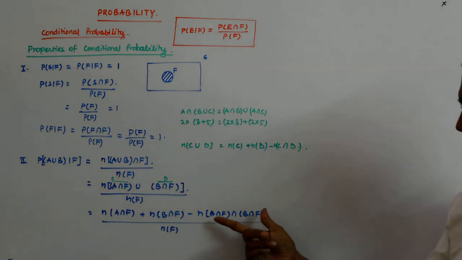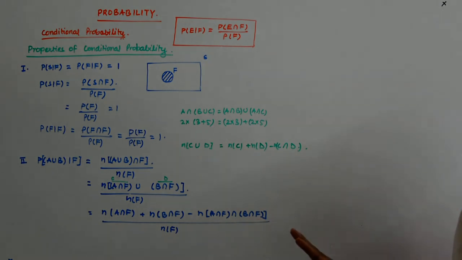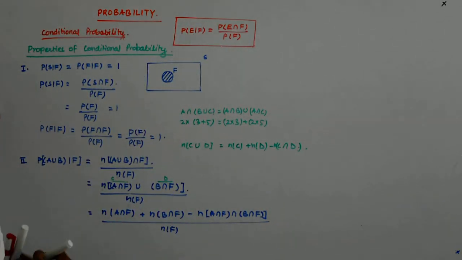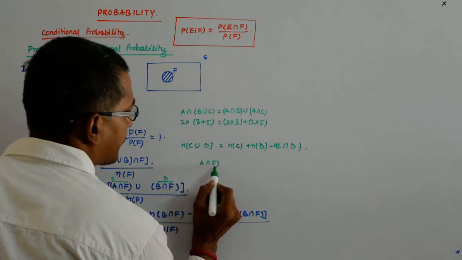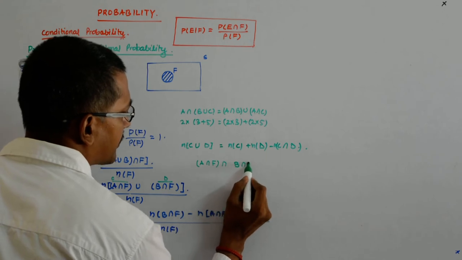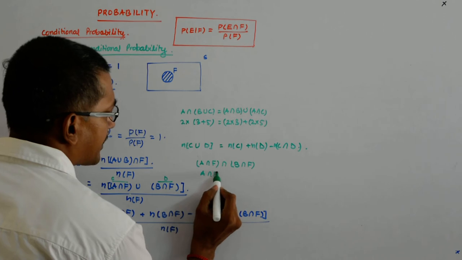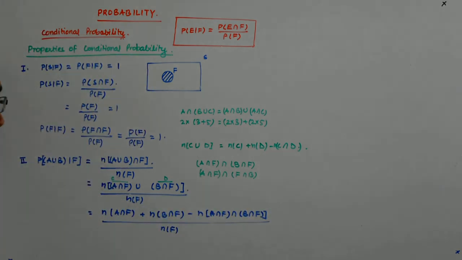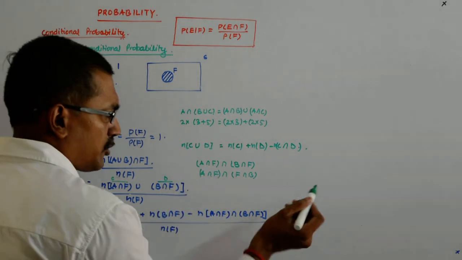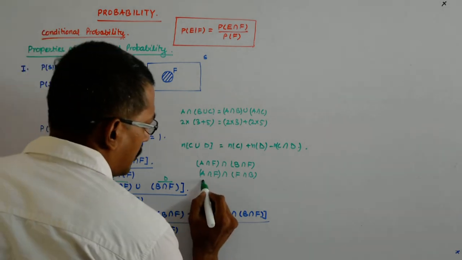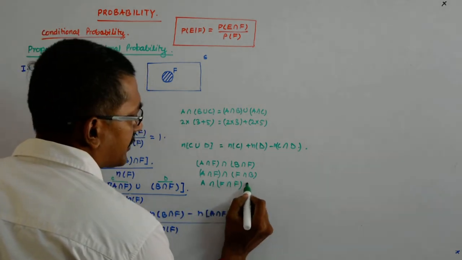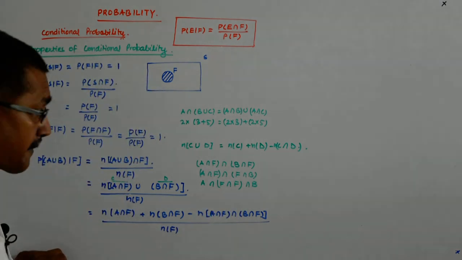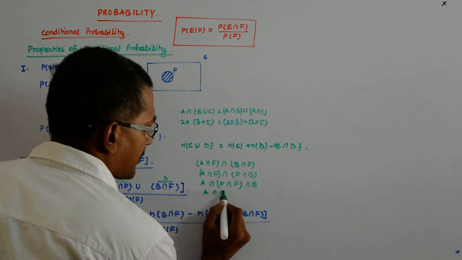Now what is this? I know that intersection is commutative, so I'll solve it here, otherwise I have to write the whole thing again and again. It takes a lot of space. So (A intersection F) intersection (B intersection F) can be written as (A intersection F) intersection (F intersection B). Now intersection is also associative, so I am free to take whatever intersection I wish. So A intersection F intersection F, I'll take first, and F intersection F will be F. So it is A intersection F intersection B.